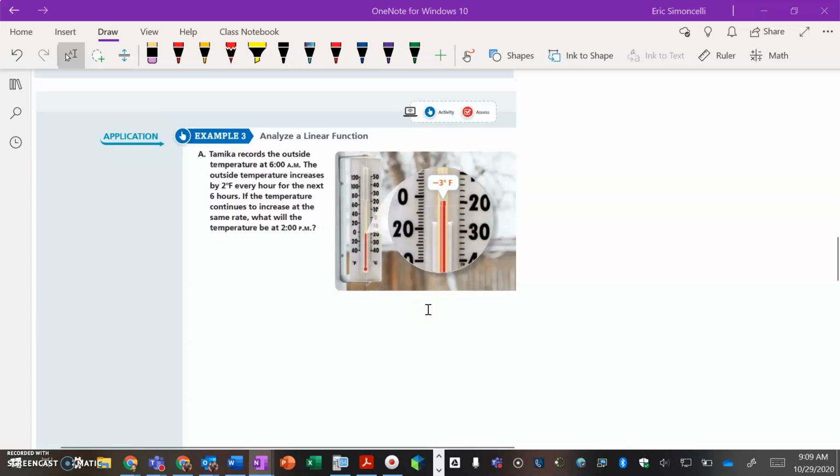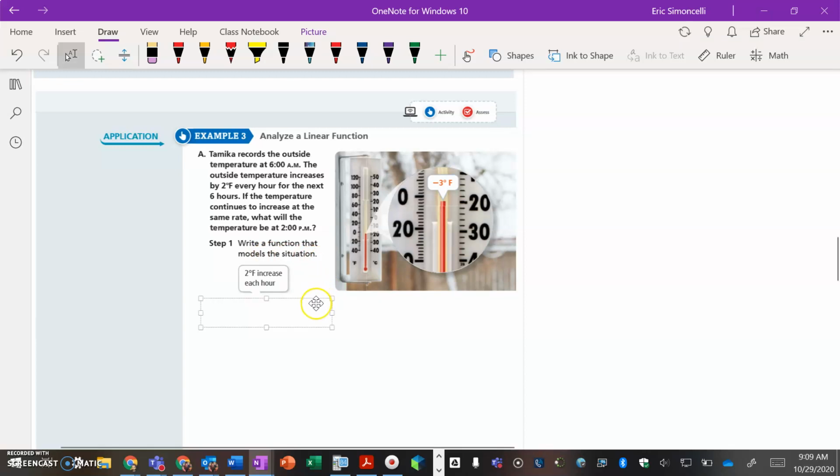Analyze a linear function. Tamika records the outside temperature at 6 a.m. The outside temperature increases by 2 degrees Fahrenheit every hour for the next 6 hours. If the temperature continues to increase at the same rate, what will the temperature be at 2 p.m.? So we're going to go ahead and devise our plan, looking at step 1, to write a function that models the situation.